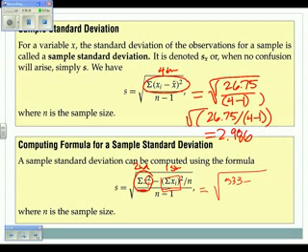And then this one, since there are parentheses, it says do this inside stuff first. And so that means sum all the x values. And the x values, that was our first column, and we summed them at the bottom of the first column, and we got 45. And then we have to square the 45. And then we have to divide by n, which is 4. And then we divide this whole thing by 4 minus 1.